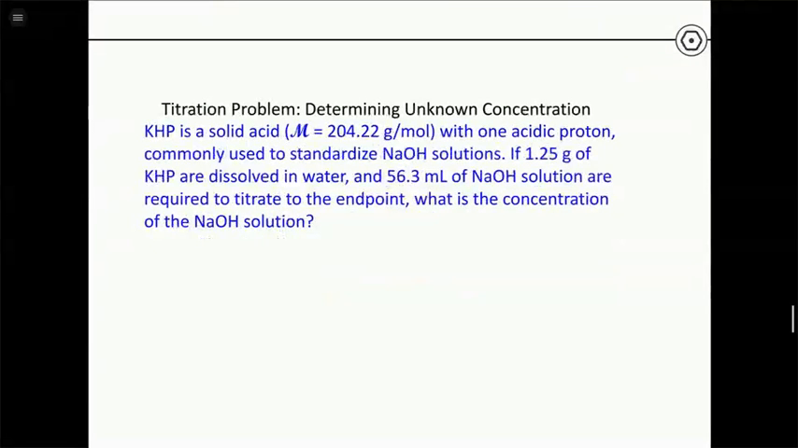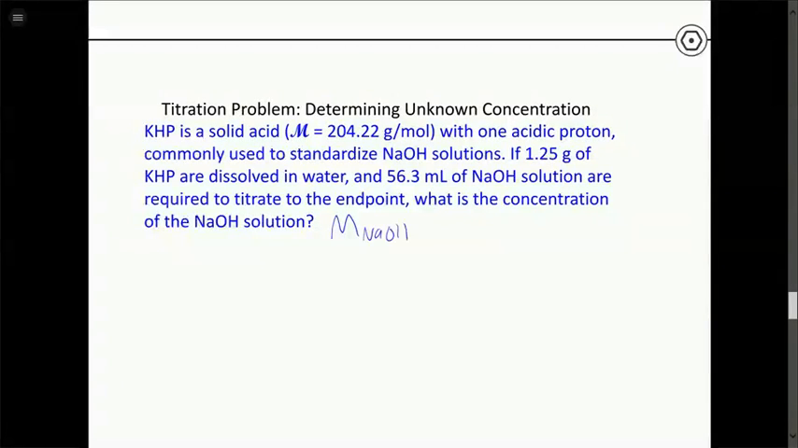And in this situation, we're looking for the molarity of the NaOH solution. So we're taking a solid acid, which has one acidic proton, and then we're going to take 1.25 grams of that acid, and we're going to titrate it with NaOH solution. We find that 56.3 milliliters of that solution are required to reach the endpoint. And we want to know what is the concentration of NaOH solution. So another application of titration, as I said, is to figure out the unknown concentration for a solution. So we don't know what the molarity of NaOH is, but that's what we're going to try to determine using this information. So we're looking for the molarity of NaOH.